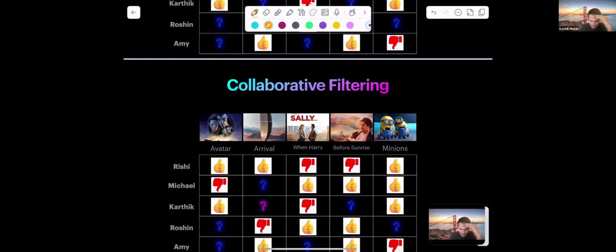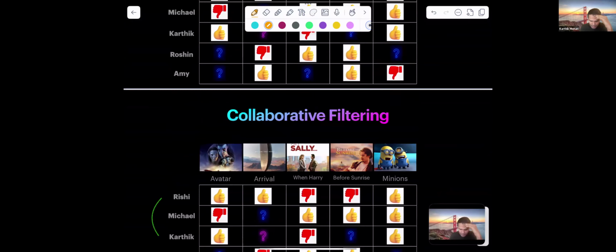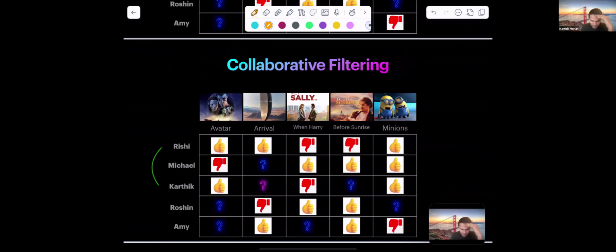So let's look at who are the users who are kind of similar. If you look at Rishi and Karthik, you see that both of them like Avatar. Both of them dislike the movie When Harry Met Sally, and both of them like Minions. Okay, so there is a similarity. This is user-based similarity. So you can say Rishi and Karthik can probably collaborate in predicting the missing rating.